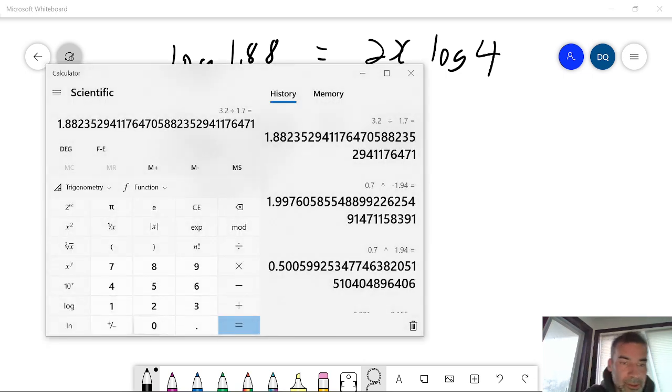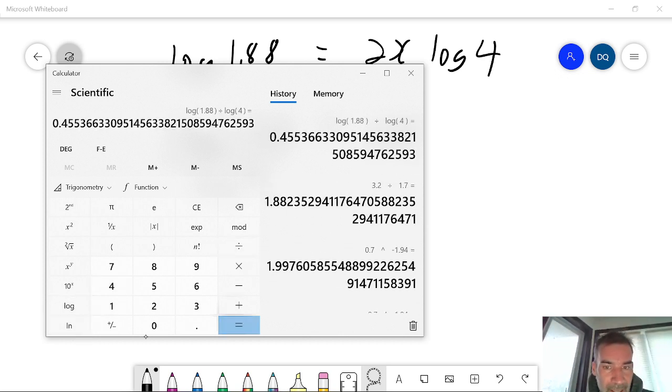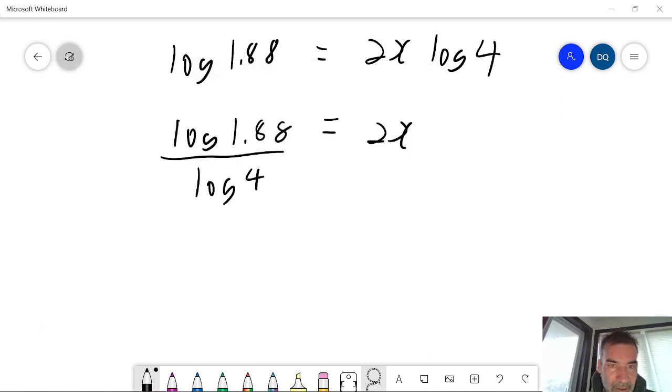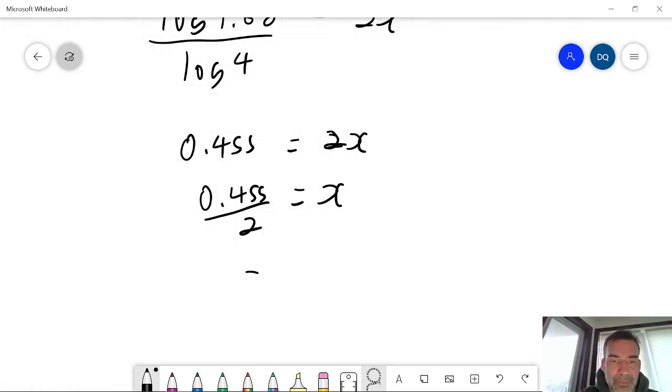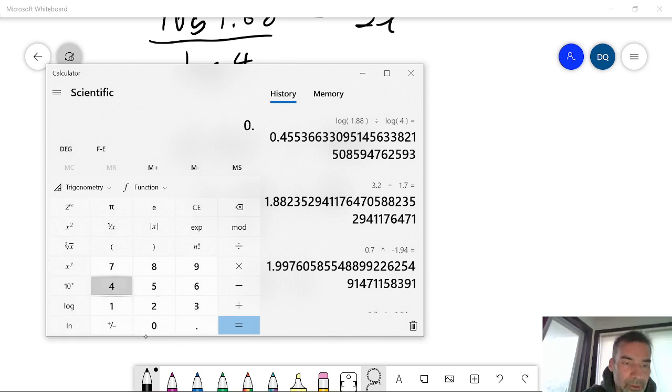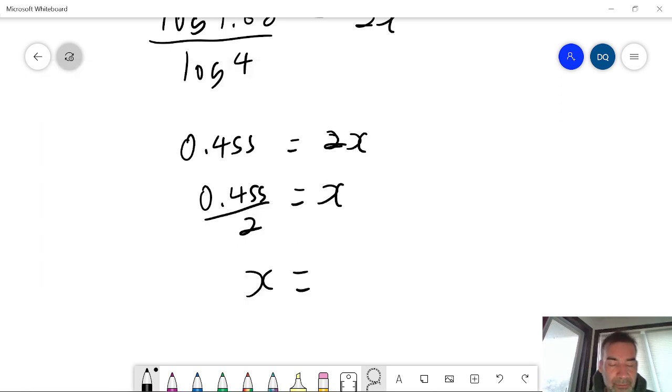So I've got 1.88's log, divided by 4's log. And that gives me 0.455. So 0.455 is equal to 2x. And now finally just divide that by 2. That'll give me x. 0.455 over 2. So x is 0.455, half of that, 0.2275.